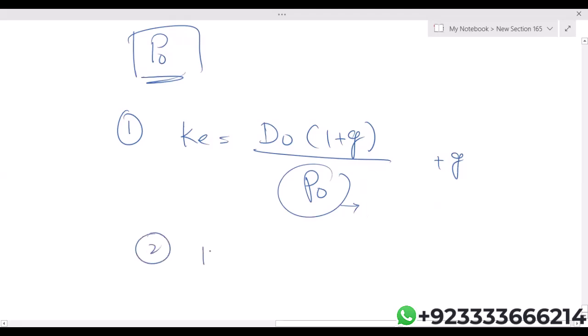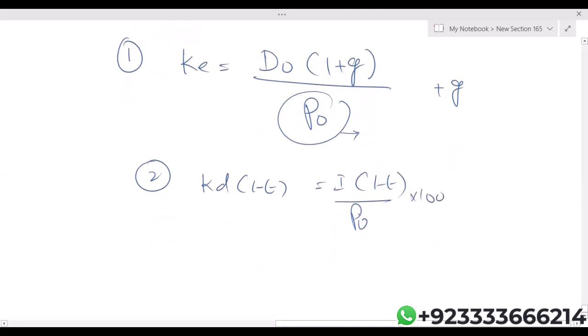Second, in case of irredeemable bond, Kd (1 minus T) is equal to I (1 minus T) upon P naught into 100. Keep watching. Now the P naught shows the current bond price ex-interest. Third, Kp is equal to D naught upon P naught. Now the P naught shows the current preference share price ex-div.